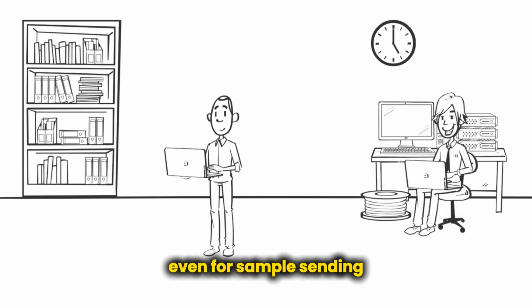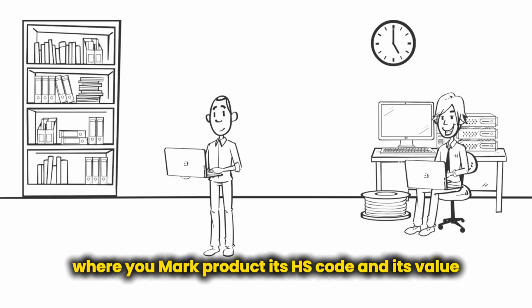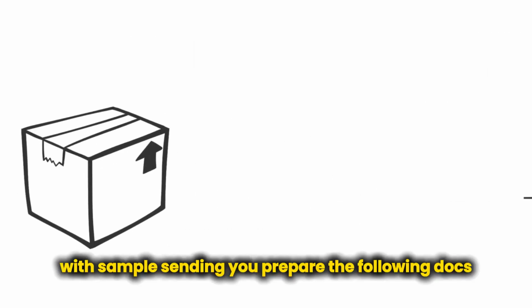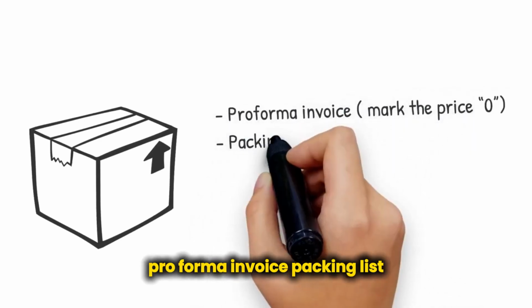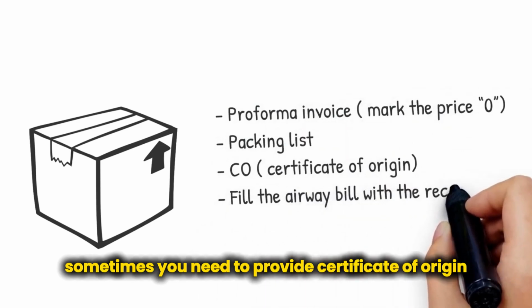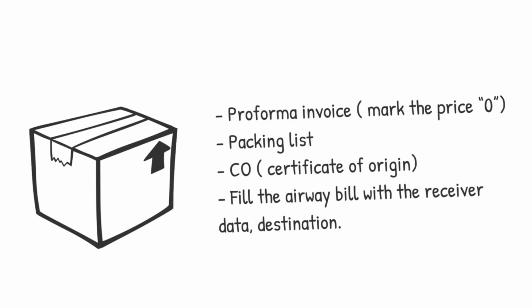Even for sample sending, you need to fill the export declaration, where you mark the product, its HS code and its value. With sample sending, you prepare the following docs: pro forma invoice, packing list. Sometimes you need to provide a certificate of origin. You need to fill the airway bill with the receiver data and destination.